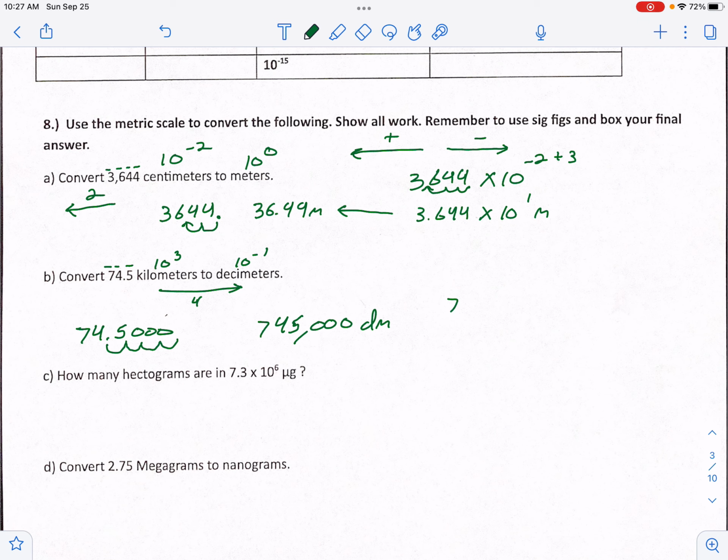Okay, let's try the exponent way. What I would do is 74.5 times 10 to the 3. And I'm gonna minus where I'm trying to get to. So minus a negative 1, it is always minus.